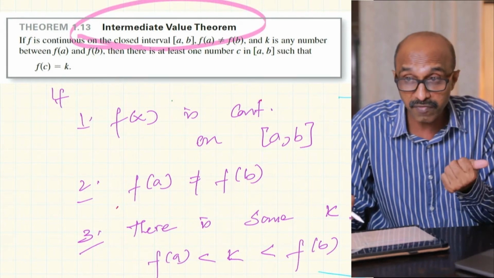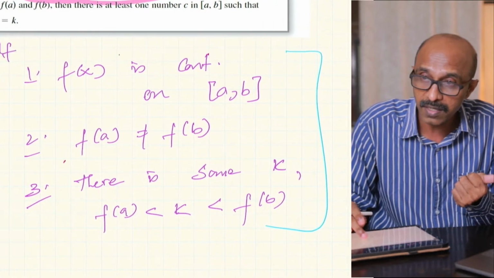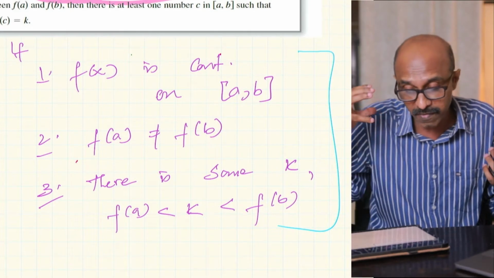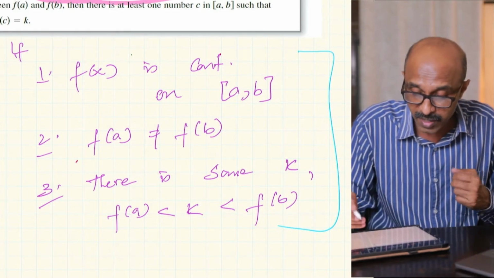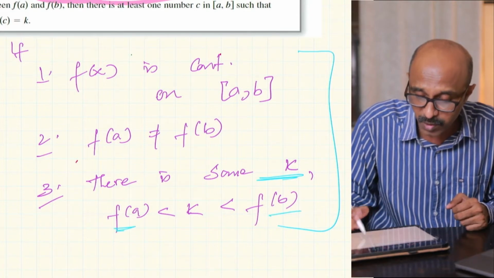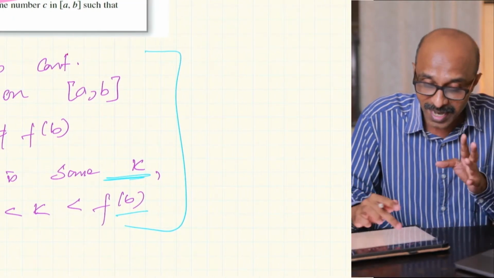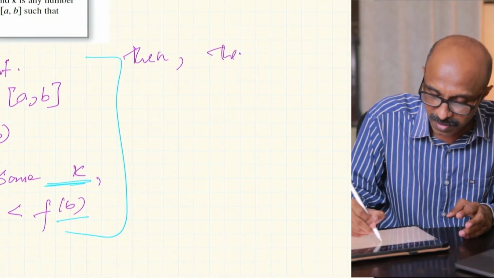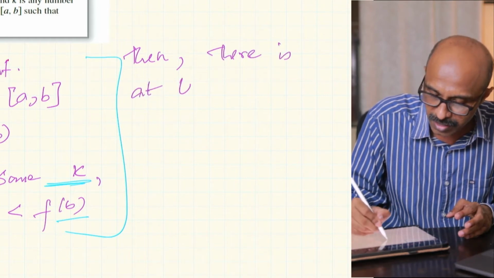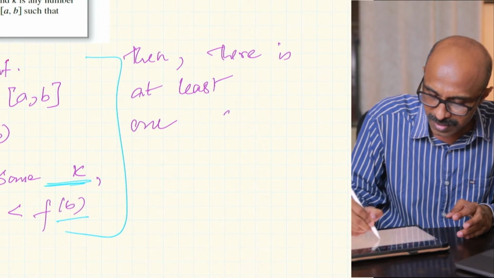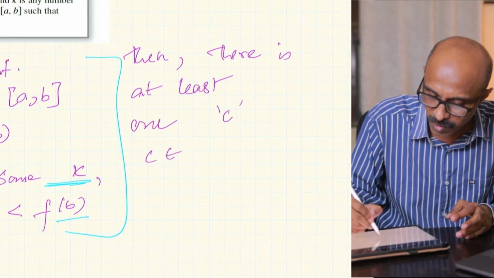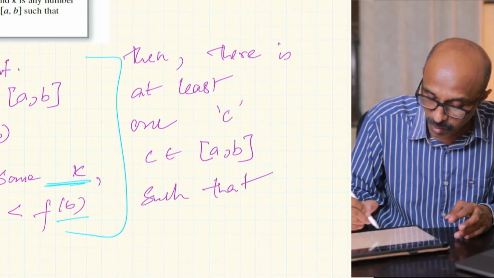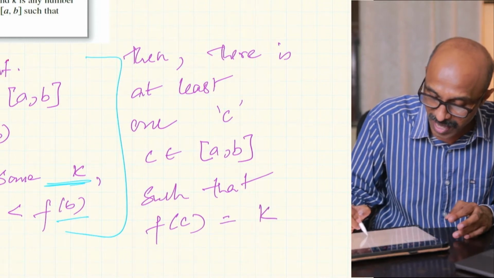If f of x is a continuous function on the closed interval [a, b], if f of a is not equal to the value of the function at the right endpoint f of b, and if there is some k in between those two values, then what's going to happen? Then what the intermediate value theorem promises us is this: there is at least one c, in between a and b, such that the value of the function at c will be equal to that k.